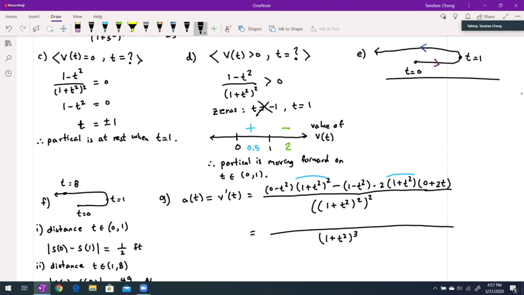Oh, I made a mistake right here. Do you guys see that? When I took the derivatives, I only took the derivative of 1. I forgot to take the derivative of this part. So this should have been 2t right there. Okay. So when I distributed that, this will become negative 2t minus 2t to the third power.